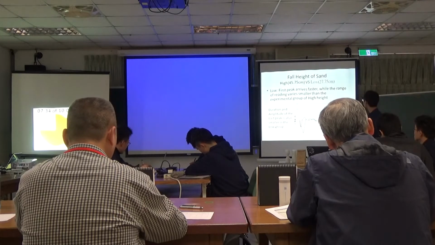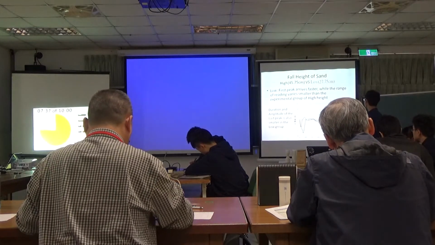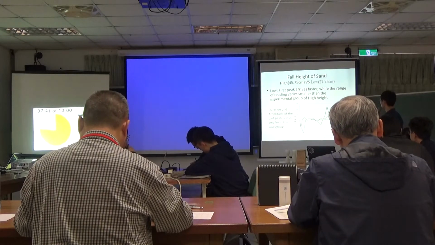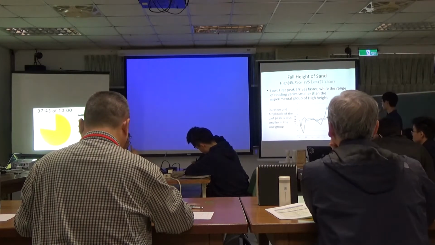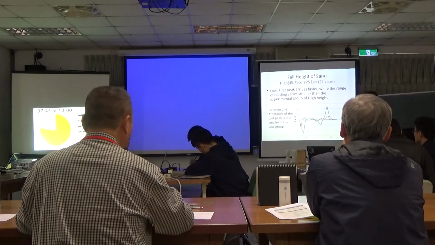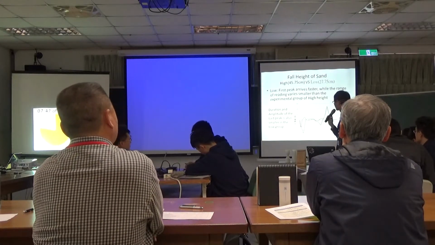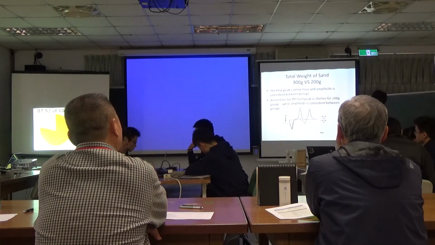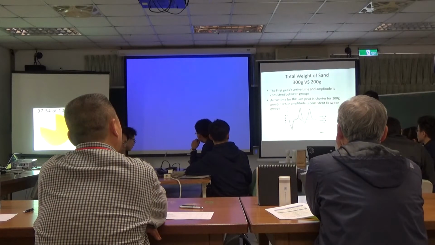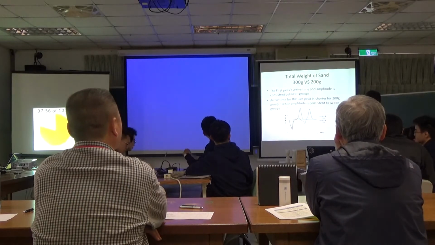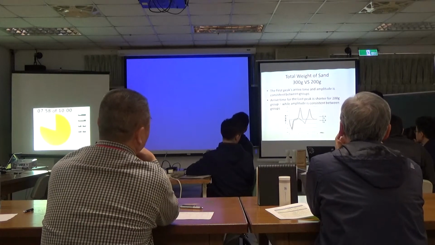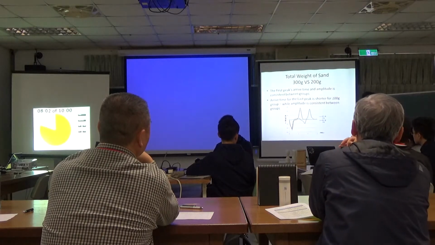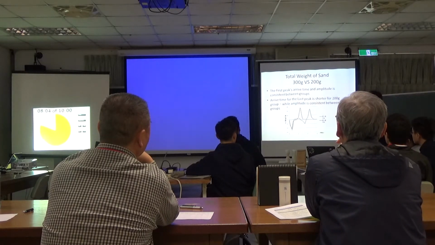Okay, we compare the high and low groups, and you can see that in the low group, the first peak arrives faster, while the range of the reading is smaller than the experimental group of the high one. The duration and amplitude of the last peak are also smaller in the low group. And in this, we compare the total weight of sand. You can see that the first peak's arrival time and amplitude are consistent between the groups. The arrival time of the last peak is shorter for the 200 grams group, while the amplitude is still consistent between the groups.